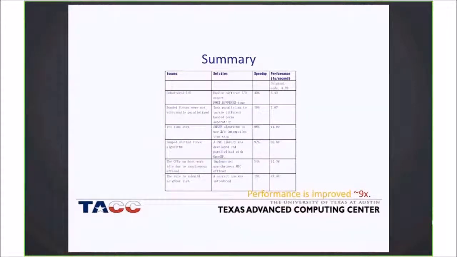Here is the table to summarize the improvements we made for this code. Overall, we got about 9 times speedup by using buffered I/O and introducing several advanced algorithms. Other than this, we also helped the PI develop an MPI OpenMP hybrid code to utilize more than one node.